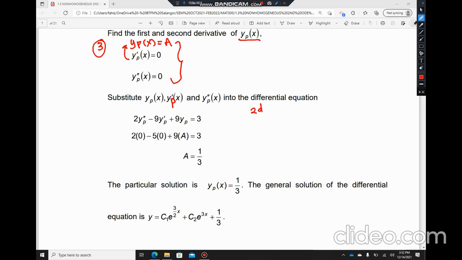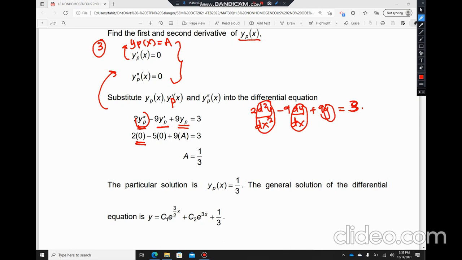Dalam soalan asal kita tadi, yang ni kan, -9 dy/dx + 9y = 3. So from your question, dekat sini awak gantikan dengan y''p. And then dekat sini dy/dx, you substitute with y'p, and then this one y gantikan dengan yp. So yang ni samakan juga dengan 3. So this one based on question. Next step, y''p kita ambil daripada step ketiga tadi. y''p is 0, so we substitute with 0. y'p also 0, so we substitute with 0.